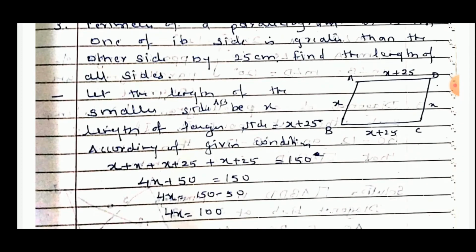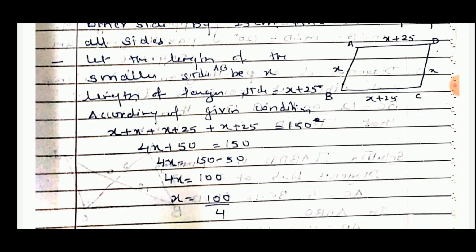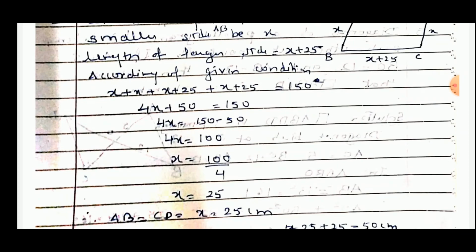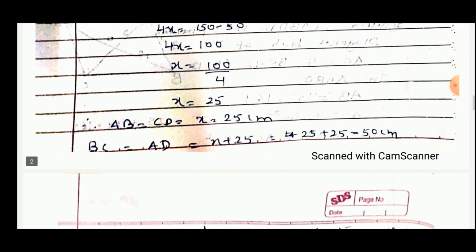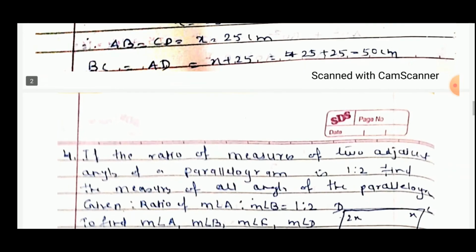Now according to the given condition, x plus 25 plus x plus 25 is equal to 150. So 4x plus 50 equal to 150. 4x will be equal to 150 minus 50, that is 100. So x will be equal to 25. So AB equal to CD is equal to x is equal to 25 centimeters and BC is equal to AD is equal to 25 plus 25, that is 50 centimeter.